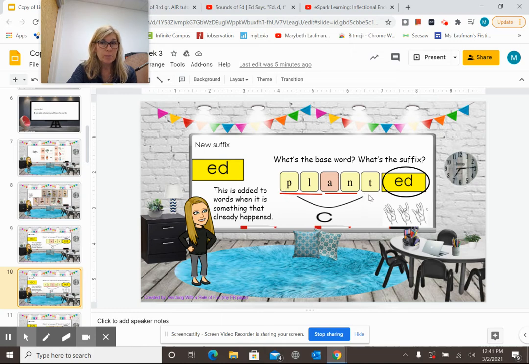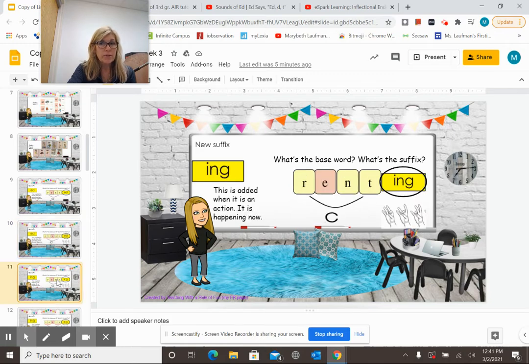So this word is plant. And if we add ed to it, we say planted. That means you already did it. Just like rented would be something you already did. To mark up a word with a suffix, we scoop the base word and we circle the suffix just like we circled suffix S.